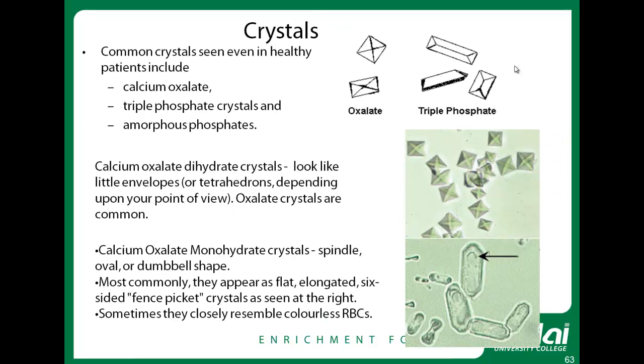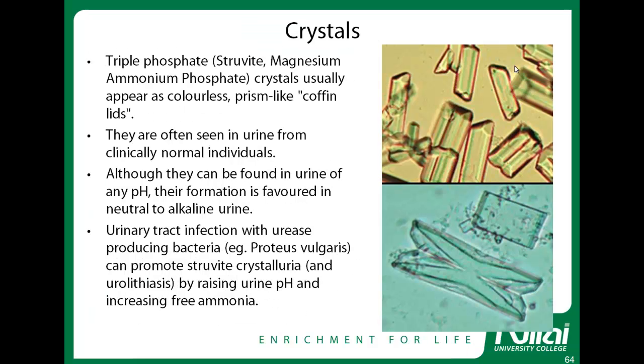Crystals. Common crystals seen even in healthy patients include calcium oxalate, triple phosphate crystals, and amorphous phosphates. Calcium oxalate dihydrate crystals look like little envelopes or octahedrals, depending upon your point of view. Calcium oxalate monohydrate crystals are spindle, oval or dumbbell shaped. Commonly they appear as flat, elongated picket fence crystals as seen at the right, and they closely resemble colorless needles.